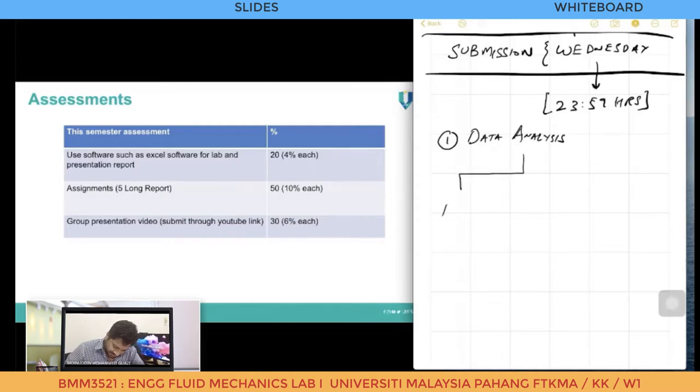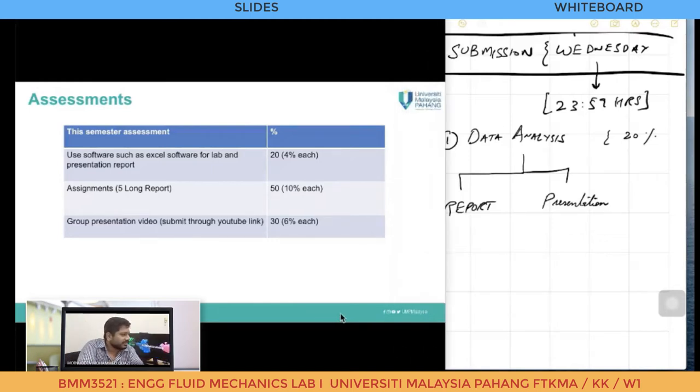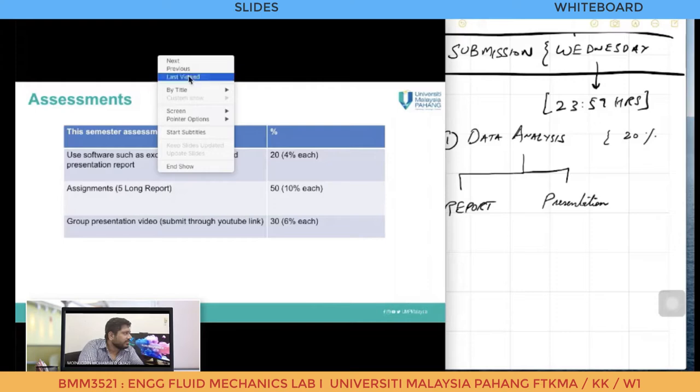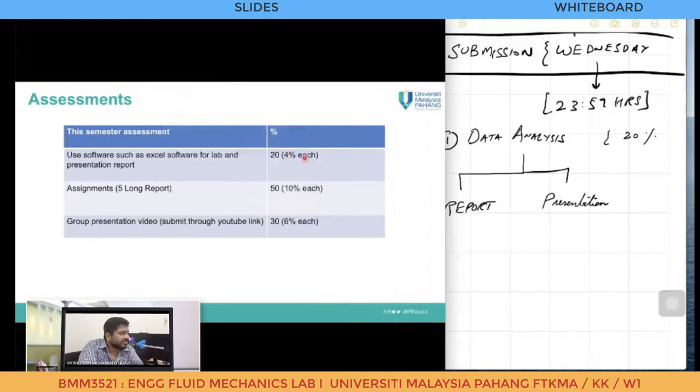That's 20% of the marks. We have 5 experiments, so each report has 4% for data analysis. We have 5 reports, so 4 times 5 is 20. So 20% of the overall lab marks are data analysis.